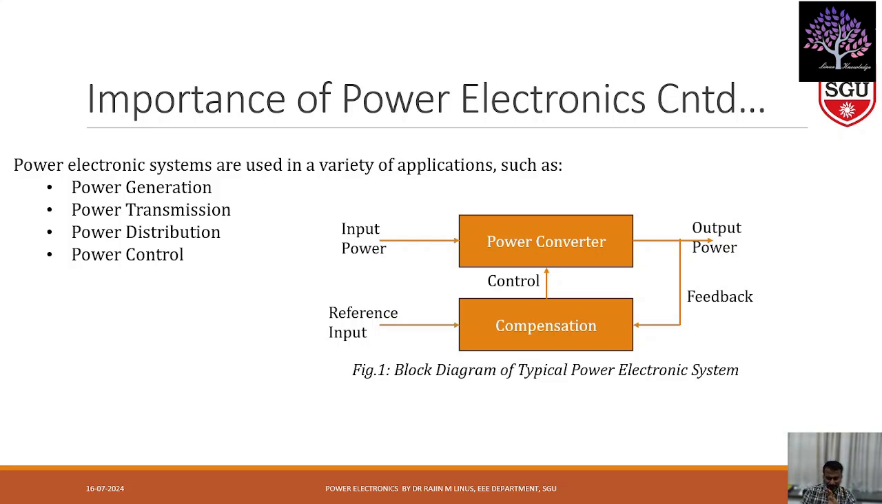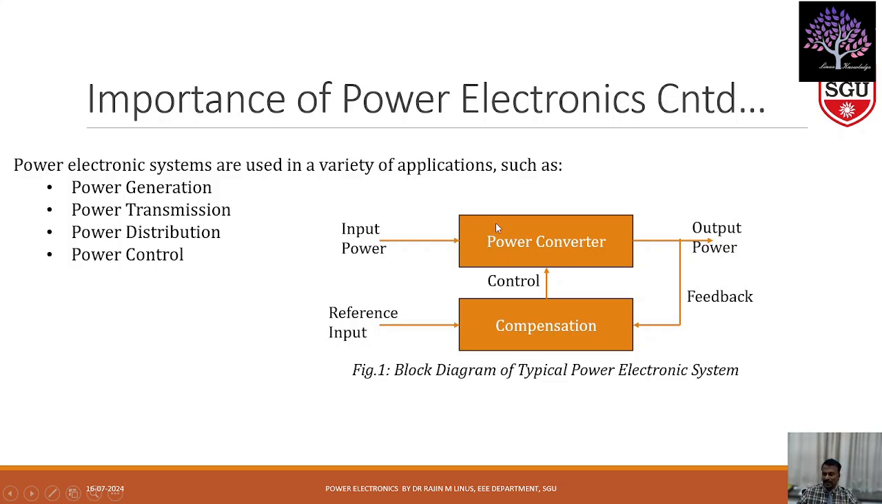If you see the general typical block diagram of the power electronic system, we will have the input power, then the power converter, then the output. This is the power electronic circuit. We will get some sort of feedback, and we will do some compensation based on the reference input, and we can control the power converter. So this is the general block diagram of the power converter.